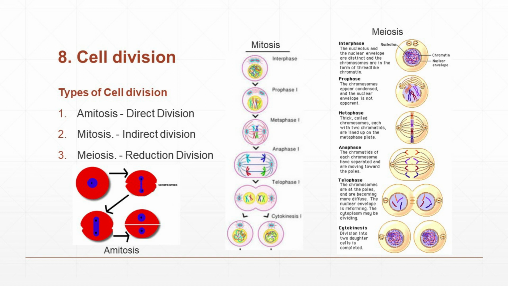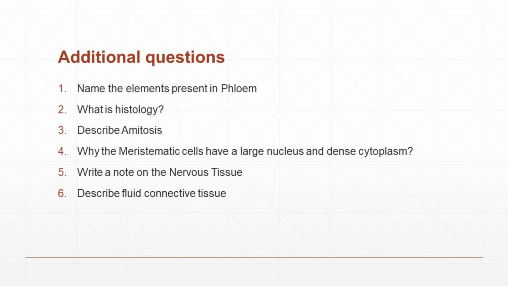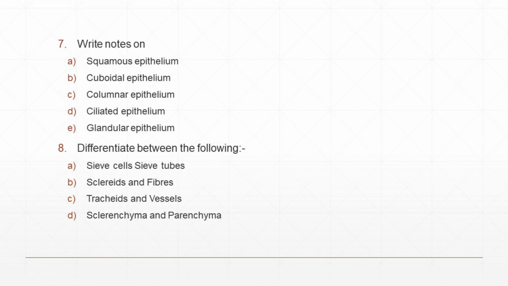Next one, in mitosis, the chromosome number in the daughter cell is similar to the parent cell. But in meiosis, the chromosome number in the daughter cell is just half of the parent cell. Then in mitosis, identical daughter cells are formed. Here in meiosis, daughter cells are not similar to the parent cell and are randomly assorted.